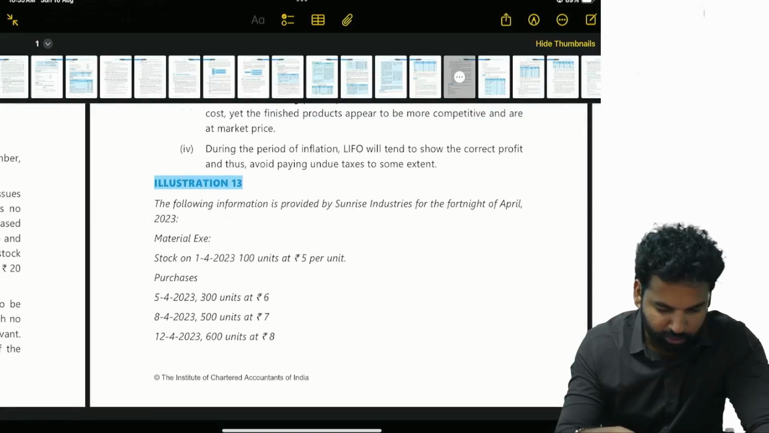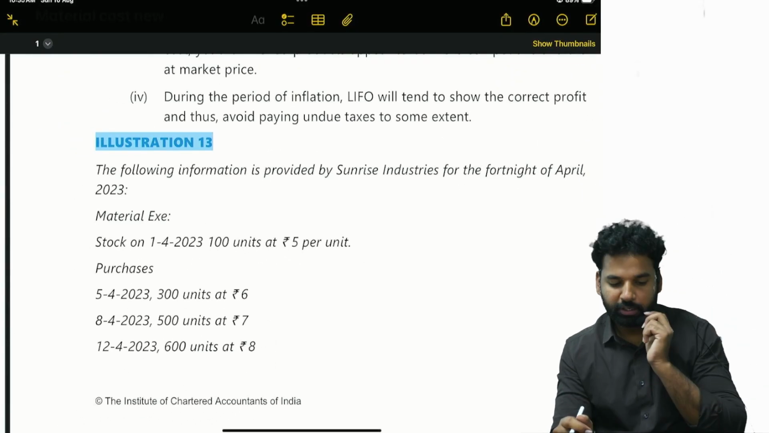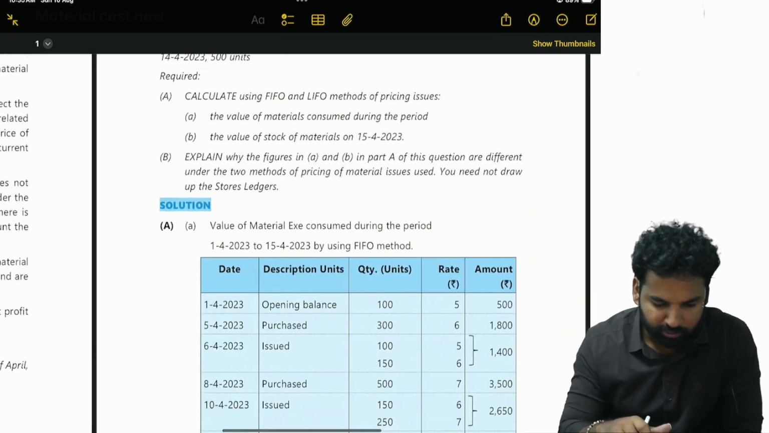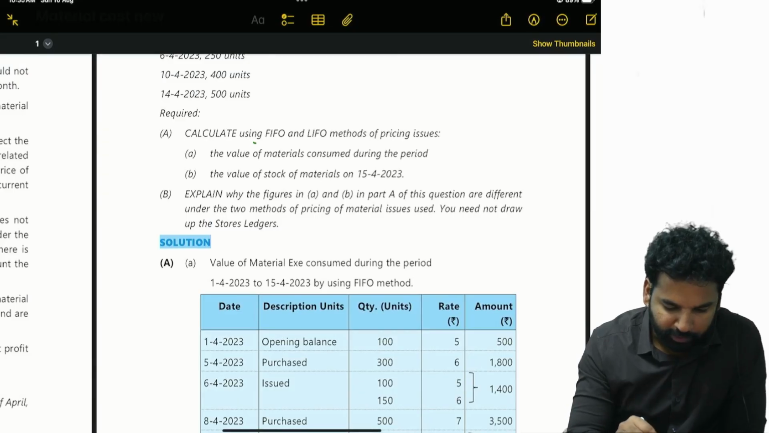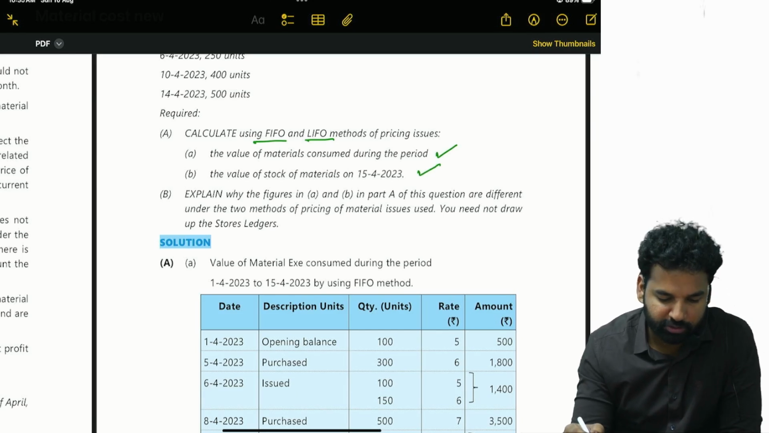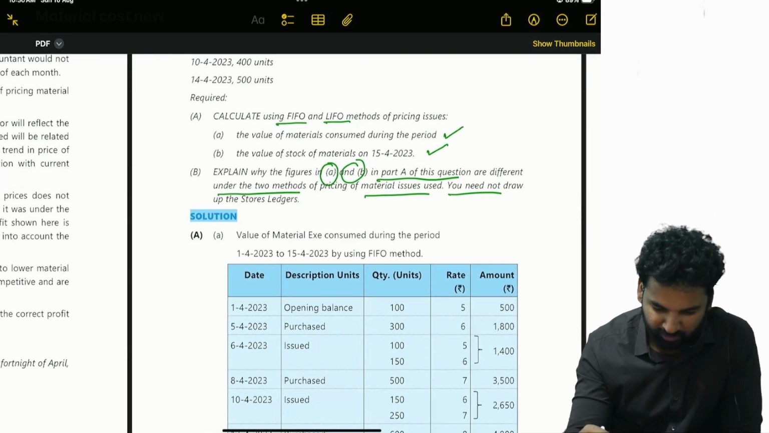See here, we will take up question 13 regarding LIFO and FIFO methods, calculation using FIFO, LIFO. Value of the materials consumed during the period, valuation of the stock of the materials as on 15/4/23. Explain why the figures in A and B in part A of this question are different under these two methods of pricing of material issues used. You need not draw up the stores ledgers anyway.